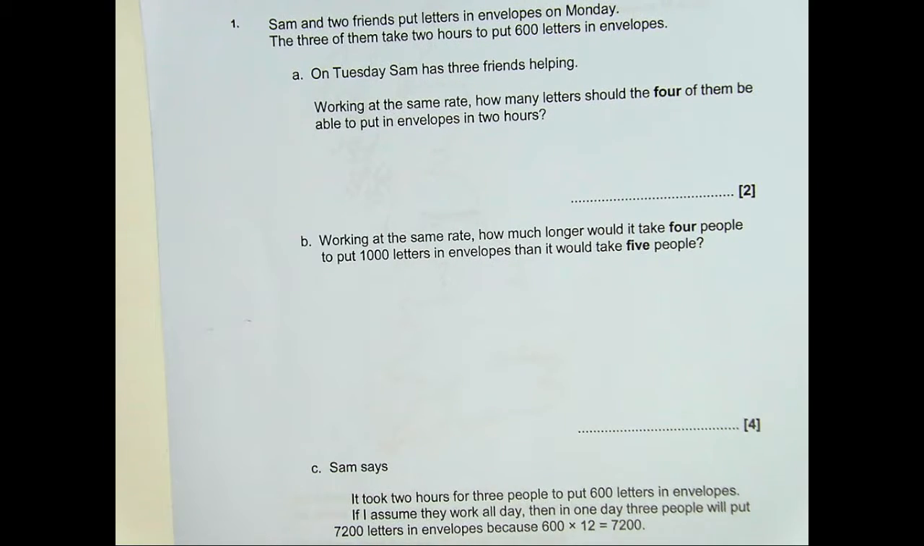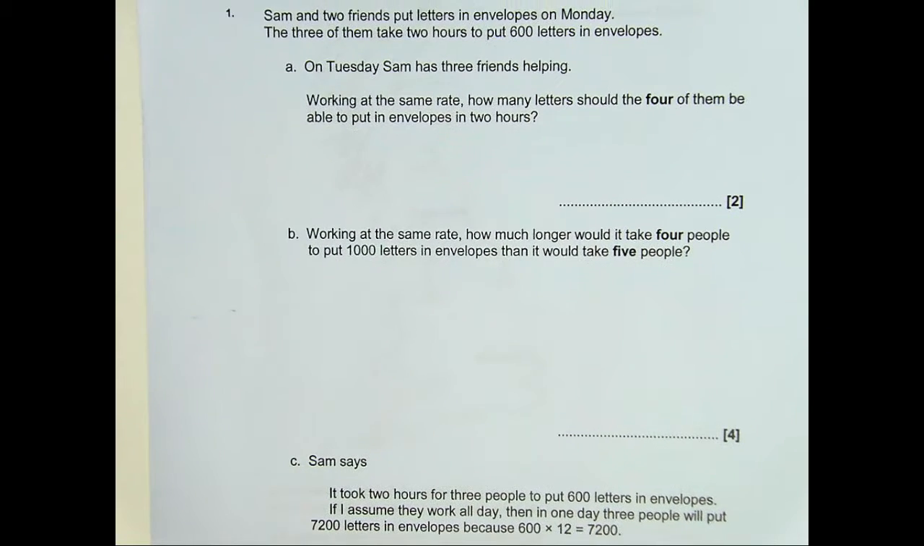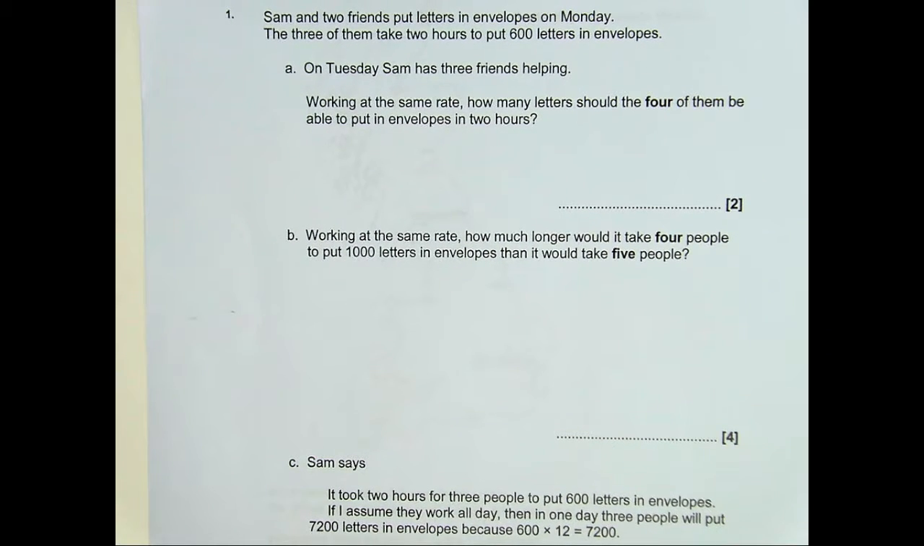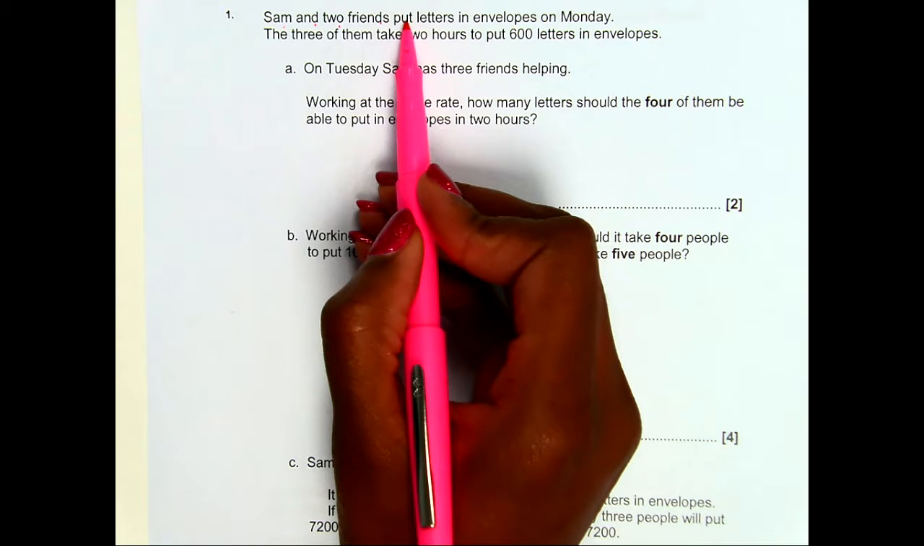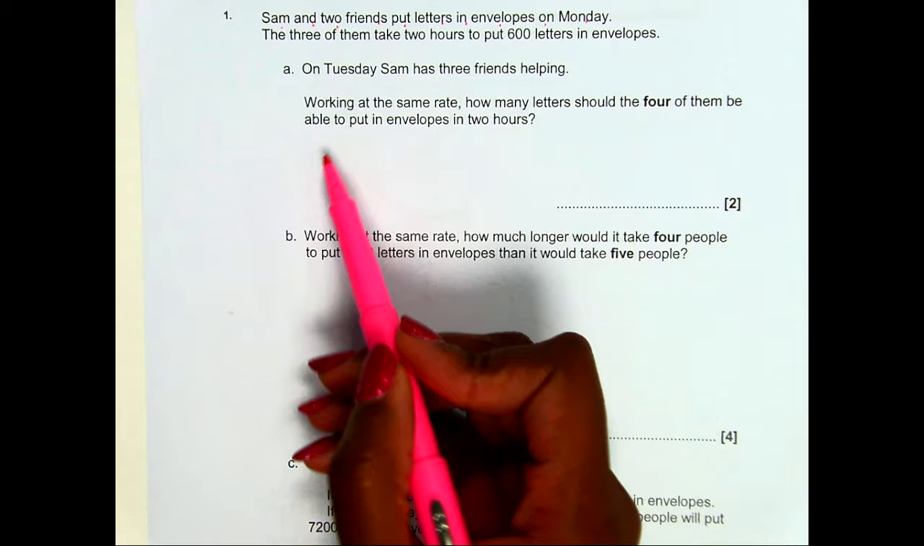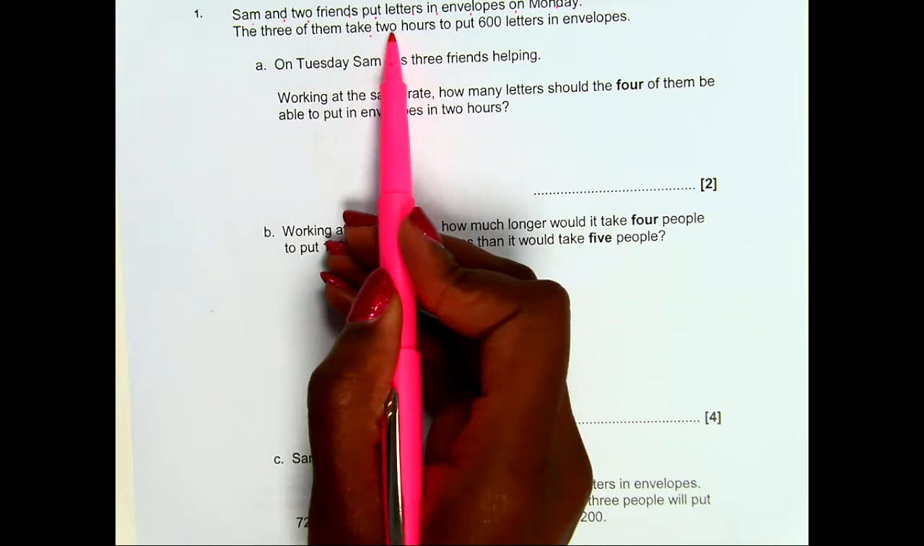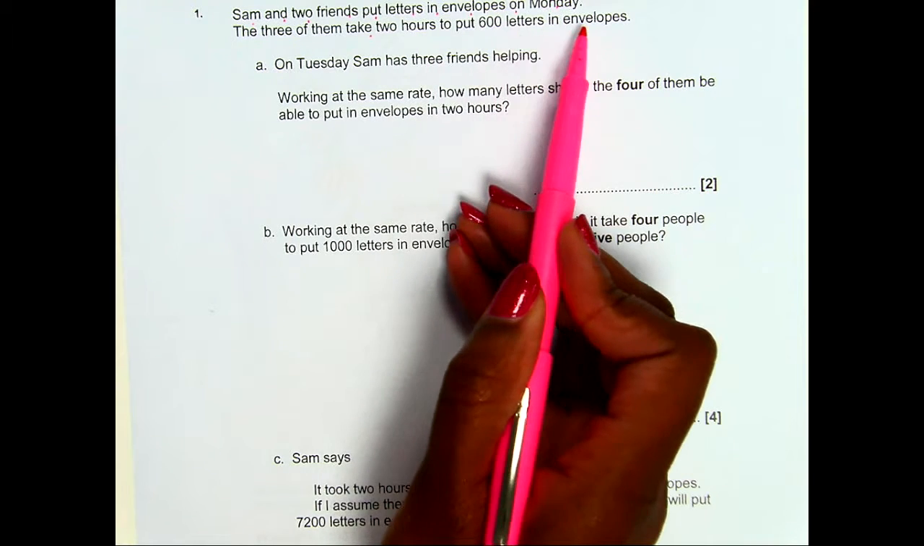Now this question is one that I think really needs to go through slowly so that you definitely understand it, because it's one of those questions that students get really confused on, and actually once you have a good go at it, you'll realize it's quite simple. Okay, so Sam and 2 friends put letters in envelopes on Monday. The 3 of them take 2 hours to put 600 letters in envelopes.